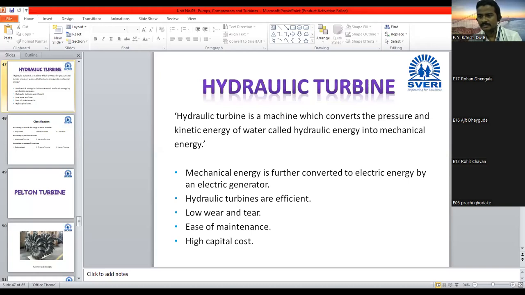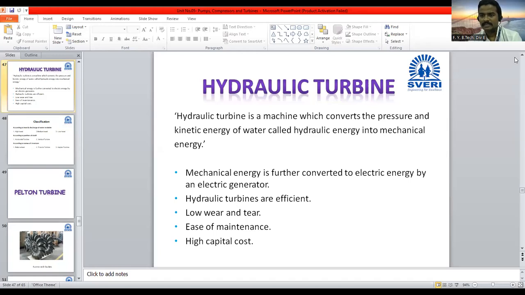As this turbine rotates with high speed, the generator also gets rotated with high speed because they are mounted on the same shaft. So we can obtain the electricity. So what is the main purpose of this? To obtain the electricity, or to generate the electrical energy. So firstly, we have to get the mechanical energy, and then we can get the electrical energy.